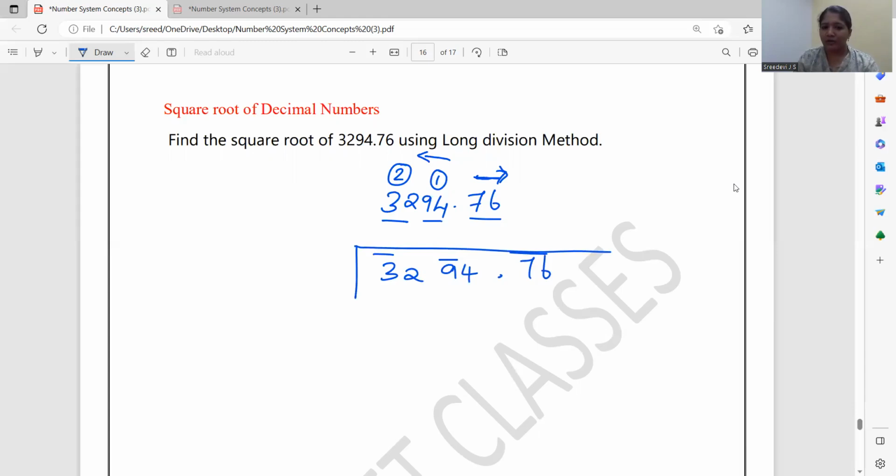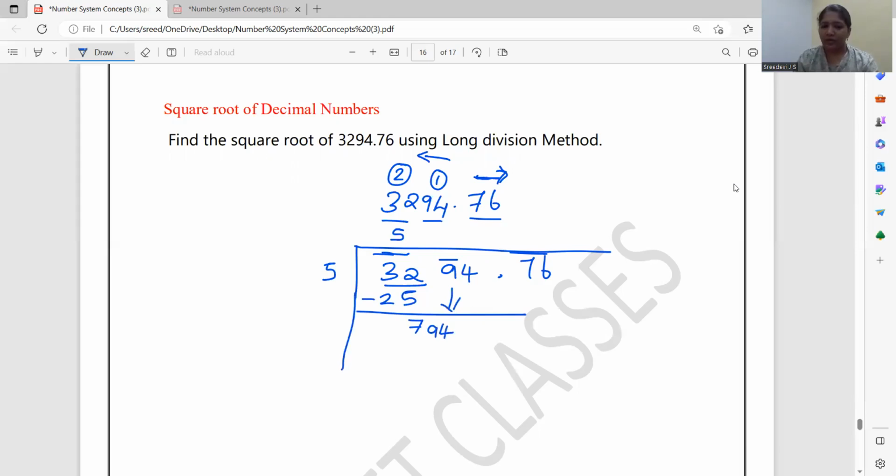So first, the first pair is 32. What is the nearest perfect square number to 32? 6 sixes are 36, so 5 fives are 25. We subtract. What answer will we get? 7 here. And the next pair, 94, we bring down together.